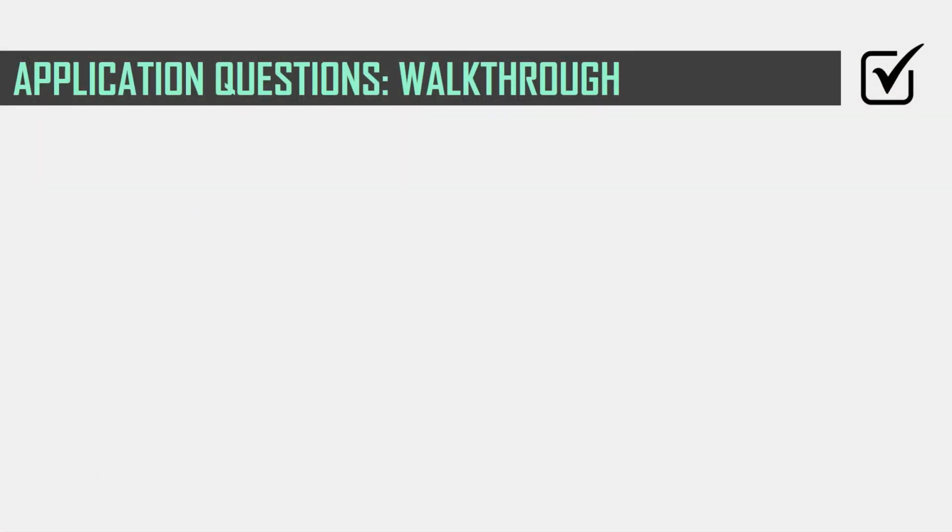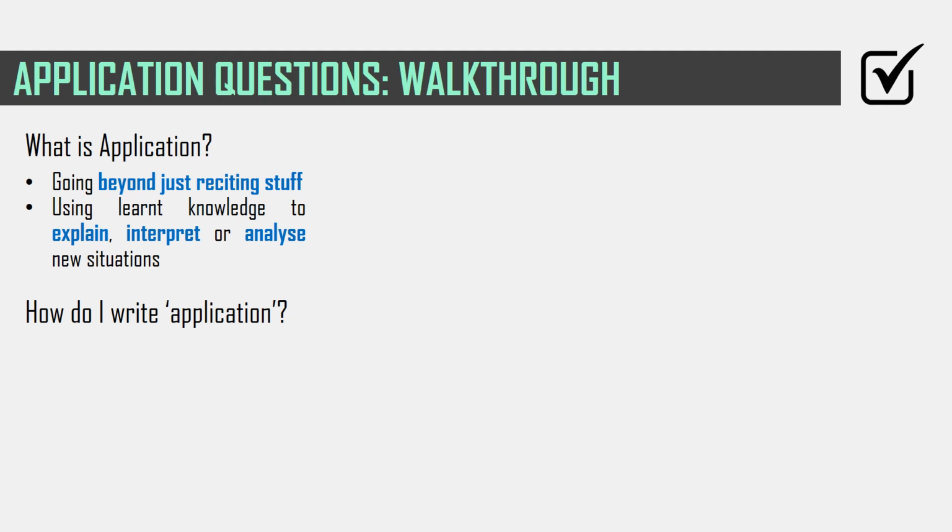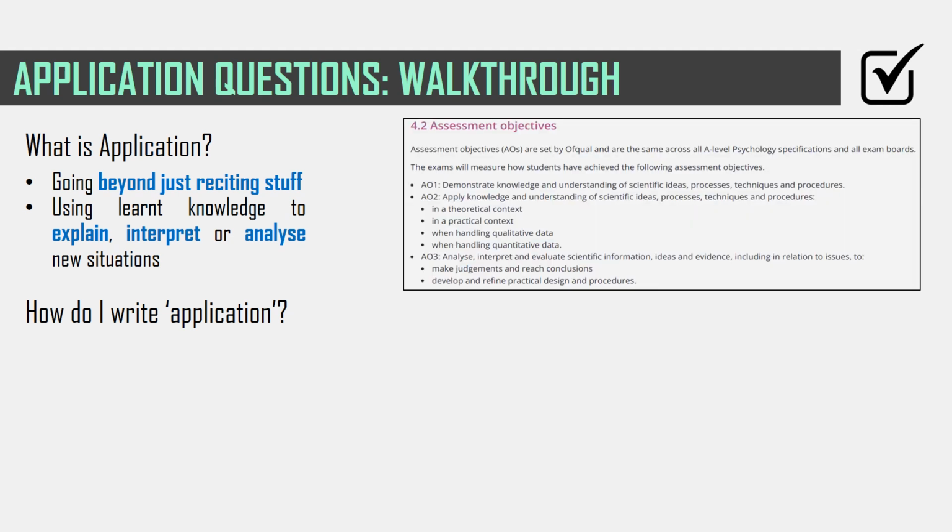So before we delve into some questions, it's probably worth just making sure we're all happy with what we mean by application. So you all know that AO1 is knowledge, AO2 is application, AO3 is evaluation, discussion, etc. But in terms of application, it's not something you can just learn from the textbook, is it? That's your knowledge. That's stuff you can just recite, you can explain, you can learn keywords, key definitions, outlines of theories. Here, you need to use that knowledge to actually explain, to interpret, to analyse scenarios you get given, right? New situations, stuff that isn't in the book.